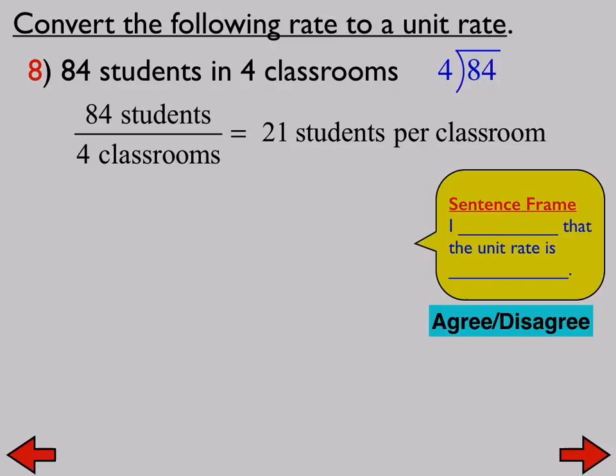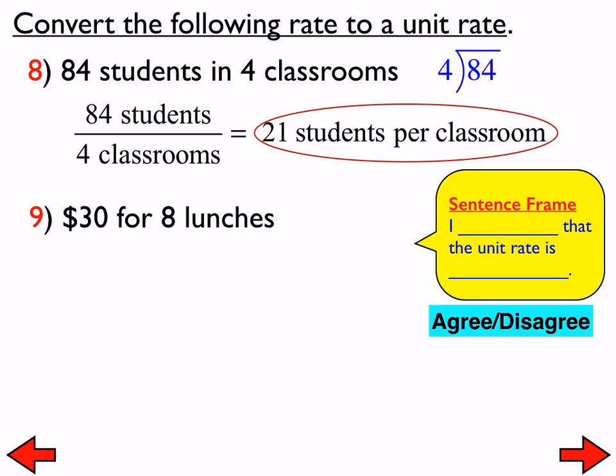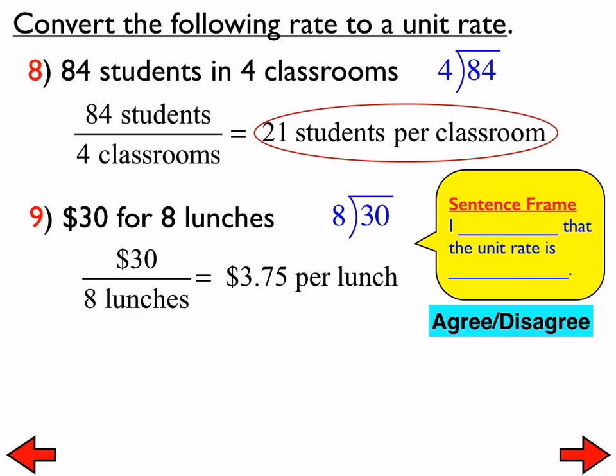Number 9, $30 for 8 lunches. Number 8 came out nice and even. Sometimes they don't. Sometimes we just have to divide to figure out really what that is. And 30 divided by 8 is 3.75, so it is $3.75 per lunch, or $3.75 for 1 lunch.